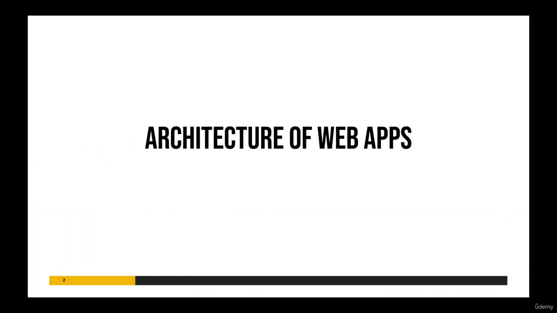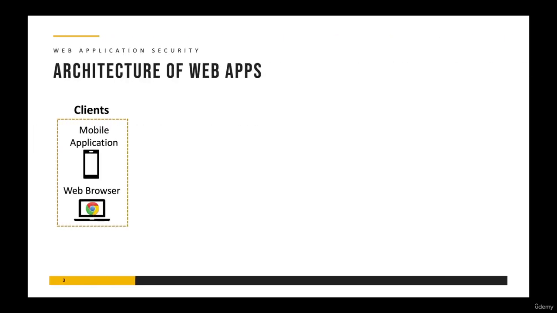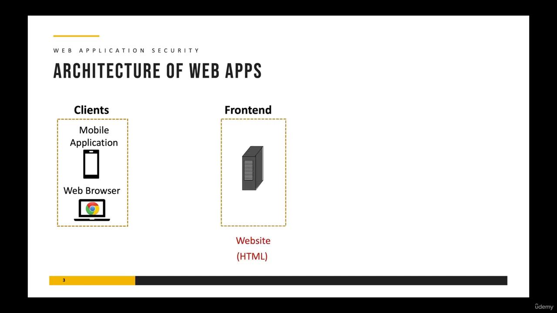Before we delve into details, you must first understand how web applications are architected, what the different components are, and how attacks traverse these different layers. So at one end, we have the clients, who are either using mobile applications or web browsers to access your website. Now our web application has two major parts.